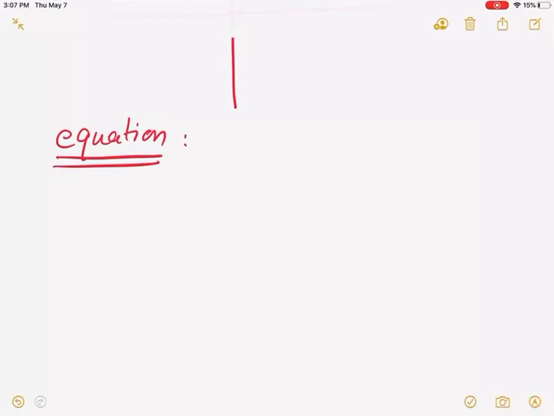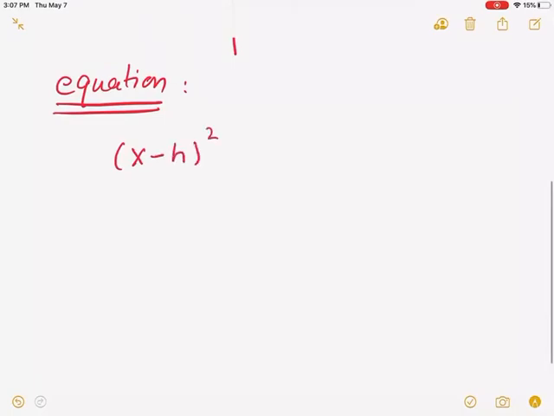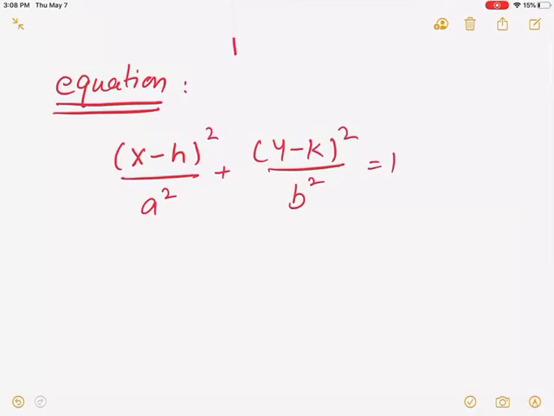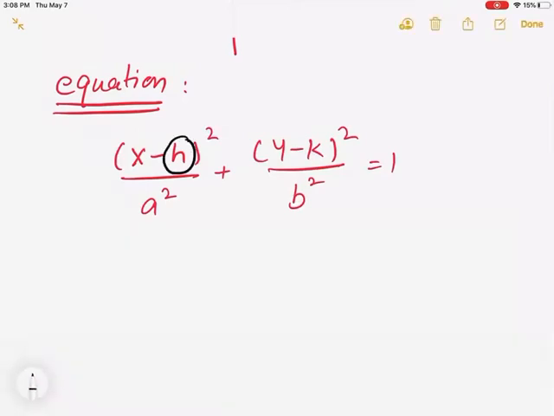a is always the bigger number. a goes under the major axis variable. The rest of the stuff, even the equation, is the same. The only thing that's different is h and k. So your equation is going to look something like this. The only thing that's new for you is this h and k.